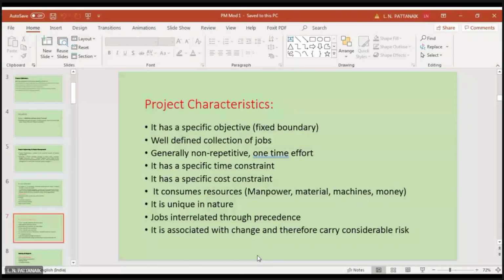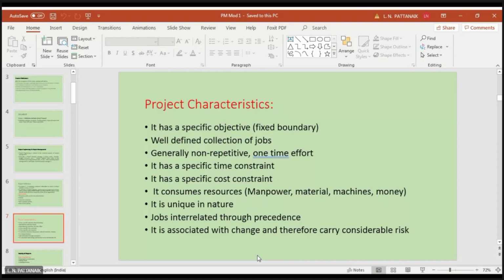Okay, it is unique in nature. I already discussed it. Jobs are interrelated through precedence. The meaning of this characteristic is, coming back to the example of building a house as a project, if we break it down into various activities or jobs, you can find they have some precedence relationships. For example, you cannot build the walls until the foundation work is done. Similarly, you cannot go for electrical fittings until the walls are complete. So there are precedence relationships you have to follow. The same thing applies to any project you talk about.